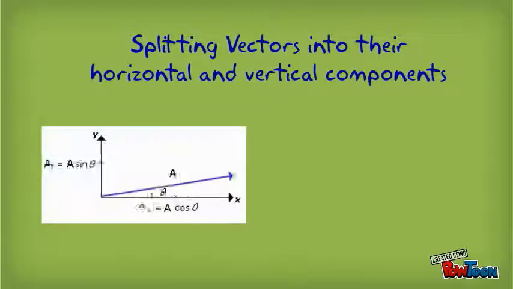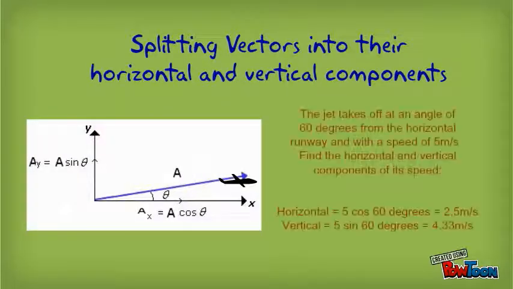Similarly, we can split vectors into their horizontal and vertical components. So if we have an example of a jet taking off at an angle of 60 degrees from the horizontal runway, and it has a speed of 5 meters per second, what I'm actually saying is that its speed in the direction of A is 5 meters per second. Sometimes it's quite useful to break that down into its horizontal and vertical components.